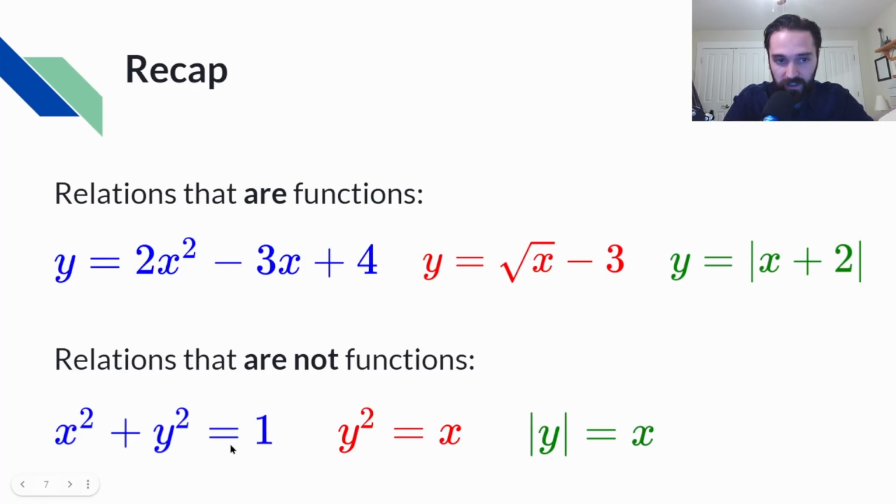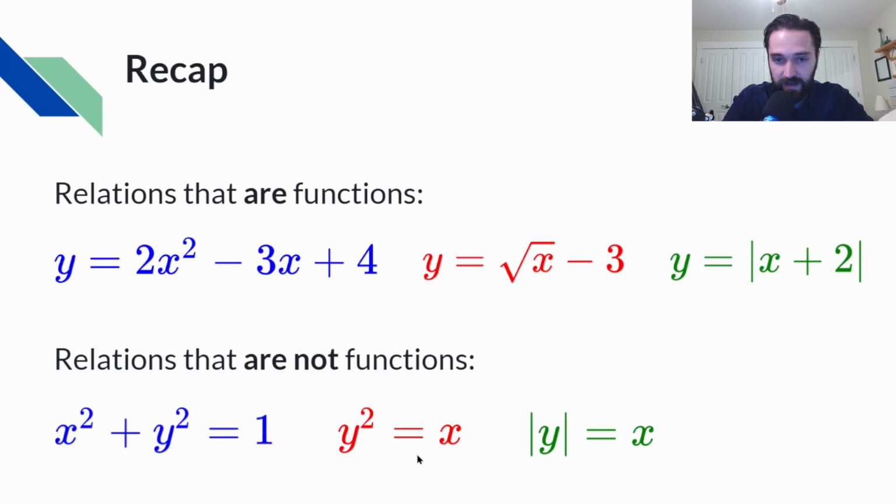We looked at this equation in the previous video. This is the equation of a circle, x squared plus y squared equals 1. It's not a function, because when we try to isolate y, we end up with y equals plus or minus some expression in a square root. We have two outputs corresponding to the same input, and that's not allowed in the function realm.